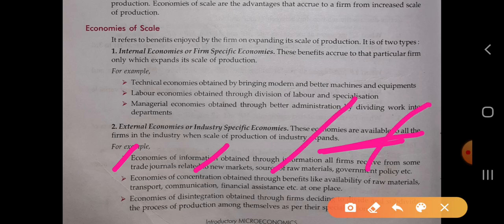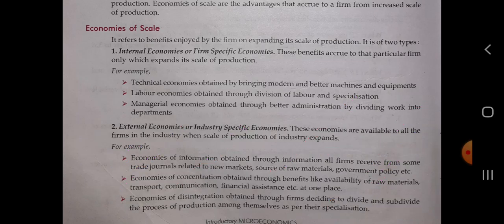what the different sources of raw material are, and the government policies. Next is economies of concentration, obtained through benefits like availability of raw material, transport, communication, financial assistance, etc. at one place. Okay, when the benefit is found in the concentration of different work or departments, there is also availability of raw material, transport services, communication services, financial services at one place. All these different kinds of facilities are available at one place.